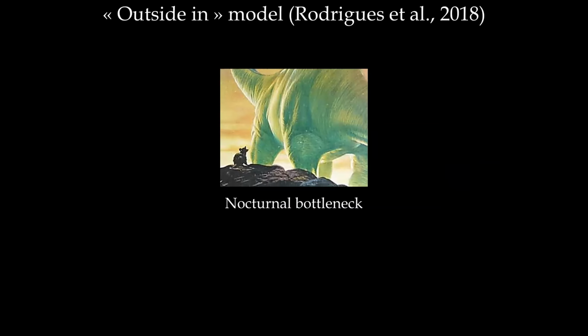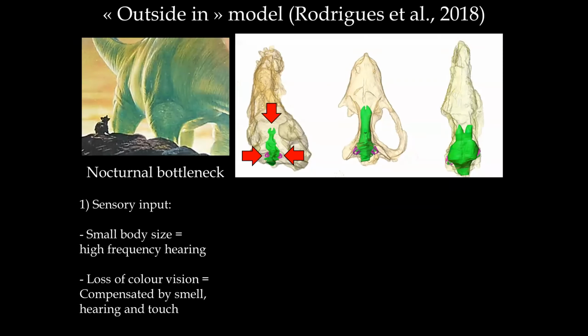So, the nocturnal bottleneck. To summarize the onset of the origin of the mammalian brain, I will use the model developed by Rodrigues et al. in 2018. It all comes down to the nocturnal bottleneck. Because of the nocturnal bottleneck in the early Mesozoic, dinosaurs rise, mammals shrink in size and become nocturnal, which changes the sensory input in their brain. That's what is represented right here. The sensory input to the brain changes dramatically in the early Mesozoic.